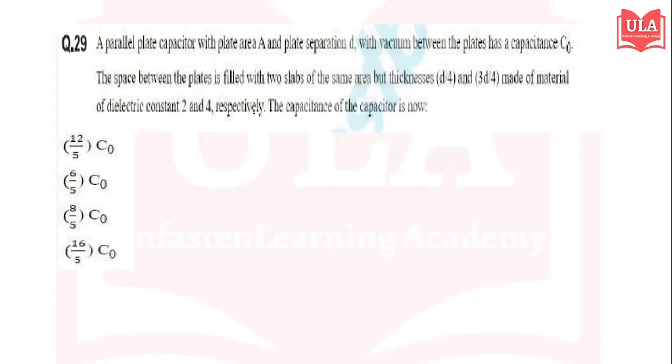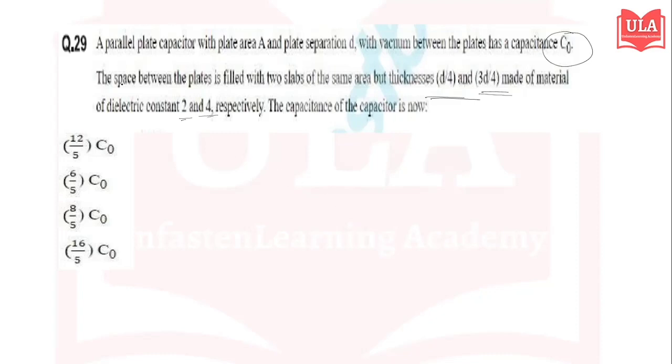Next question is, a parallel plate capacitor with plate area A and separation D with vacuum between the plates has capacitance C0. The space between the plates is filled with two slabs of the same area but thickness D by 4 and 3D by 4, made of material of dielectric constant 2 and 4 respectively. The capacitance of the capacitor is.